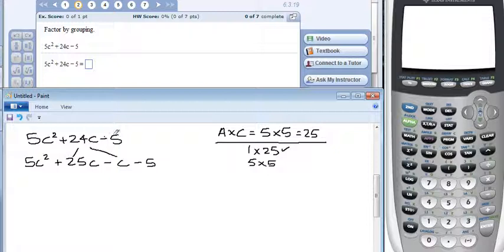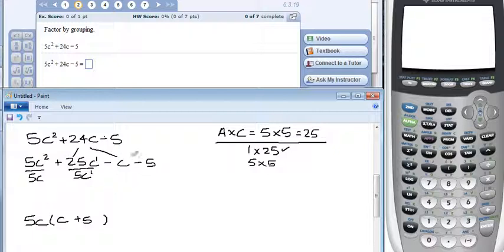So now again, I've turned my 3 terms into 4 terms, and I'm going to group my front 2 and my back 2. So between these two numbers, a 5 and a 25, I know a 5 goes in there. And between a c squared and a c to the first, I can take out a c. So I'm going to see what's left. I've got my c there, right? 5 divided by 5 is gone, so all I have left is a c. And I've got a positive 25 divided by 5 is a positive 5. And my c's are gone.